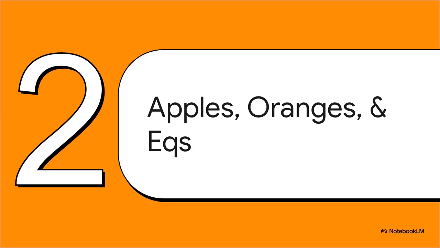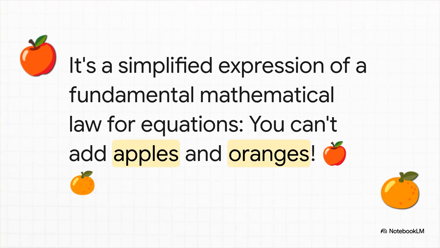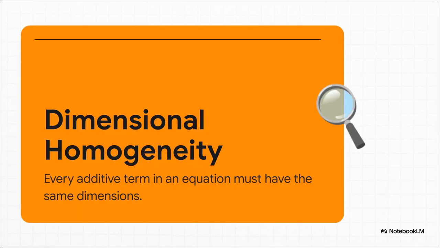To get how this superpower works, we have to rewind all the way back to a simple rule you probably learned in kindergarten. That's it. That's the whole foundation. You can't add apples and oranges. And in the world of physics and math, that's not just a cute phrase, it's a stone-cold law. You can't take a number that means distance and add it to a number that means time. It's just nonsense. This rule has a fancy name, the law of dimensional homogeneity.